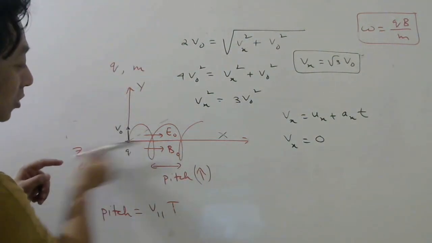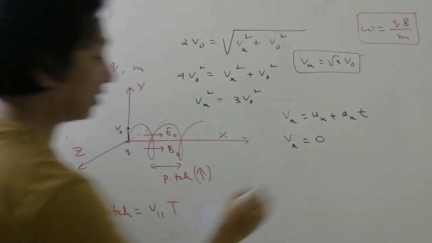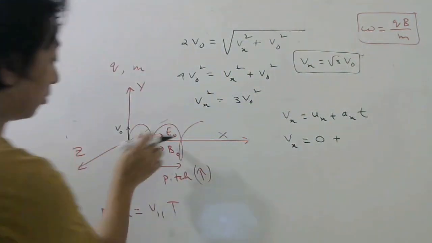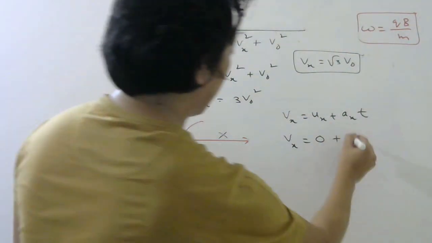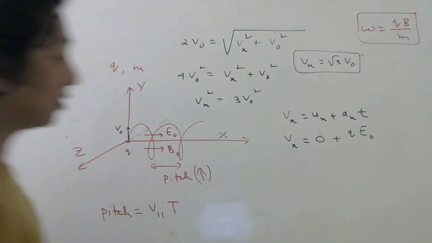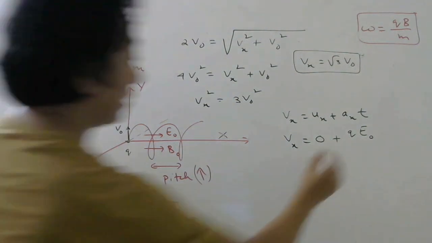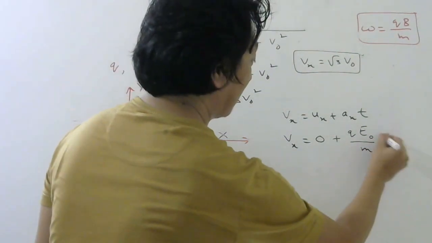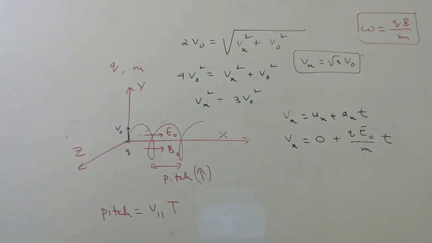So initially there was no x component of velocity, and Ax is due to only the electric field. So what will be the acceleration? Charge is Q, electric field is E naught. So this is your force divided by mass, that is your acceleration due to the electric field.